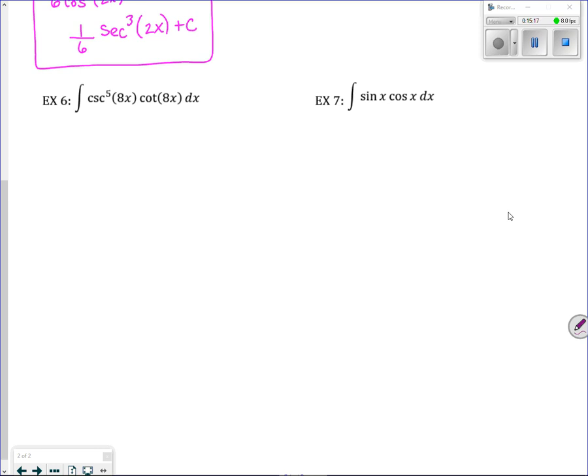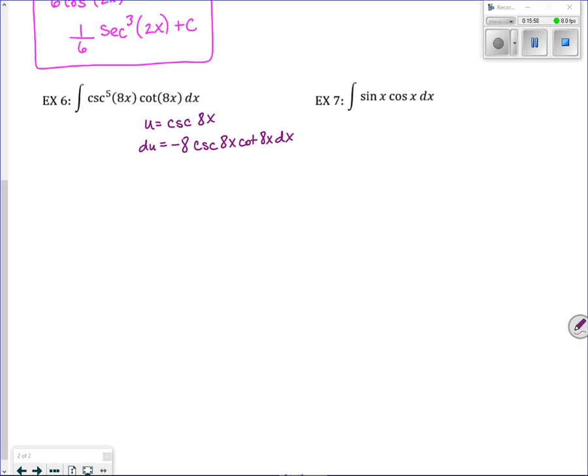Once again, you kind of go, oh, Miss Pruitt, this is not that hard. I have something to the 5th, so it's usually the higher power. Not always, but that's a pretty good bet. So let's let u be cosecant of 8x. What would my derivative of cosecant of 8x be? The derivative of cosecant is negative cosecant cotangent, but I can't forget the inner derivative, which is 8, so I would have all of that.